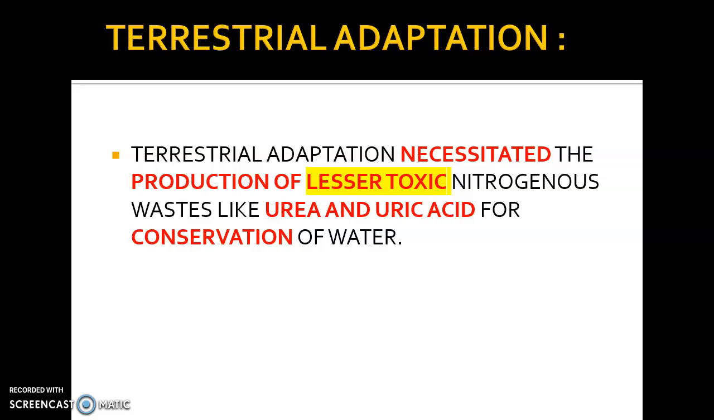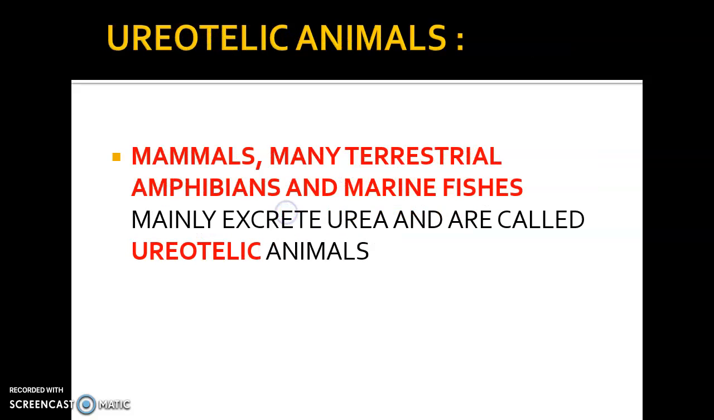So what is the solution? The solution is to look for a nitrogenous waste for which the need for removal of water is very, very less. And that is why we find that terrestrial animals have chosen either urea or uric acid as the nitrogenous waste product. So what actually happens in the animals which produce urea? Those animals which produce urea as a waste product, we call them ureotelic animals.